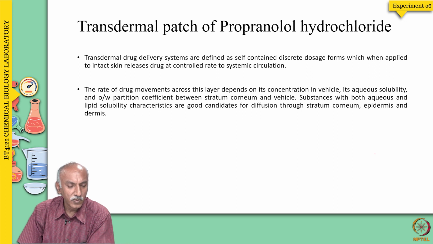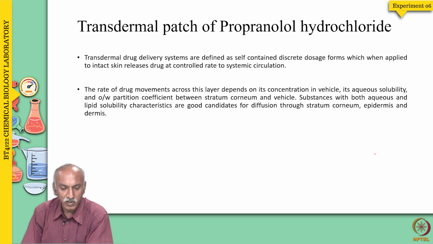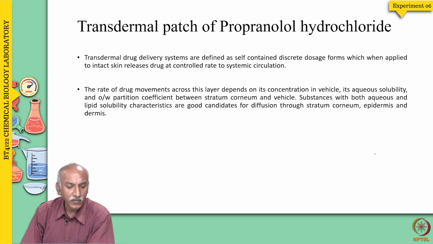Okay. So, that is a drug delivery system, defined as a self-contained, discrete dosage form that is applied over a period of time through the skin and releases the drug at a controlled rate into the systemic circulation. The rate of movement across the layer depends on its concentration in the vehicle, aqueous solubility, as well as the organic and water partition coefficient in the vehicle.